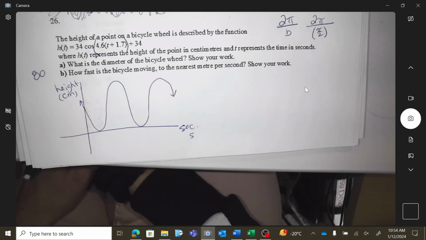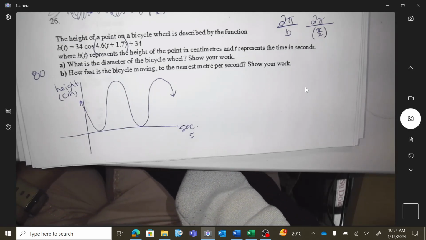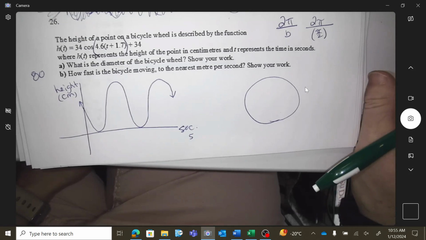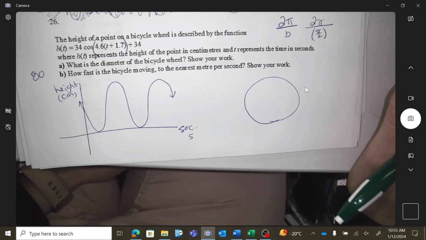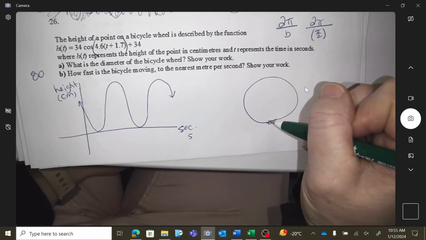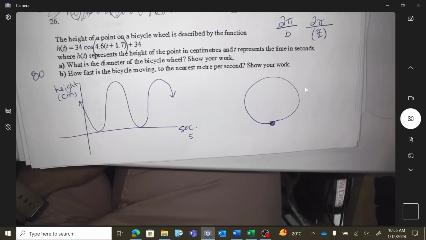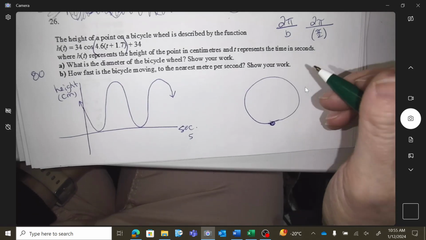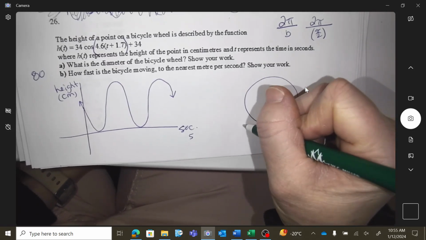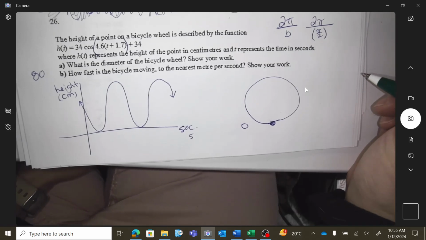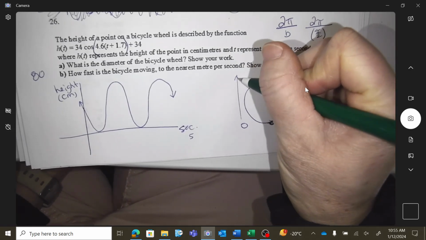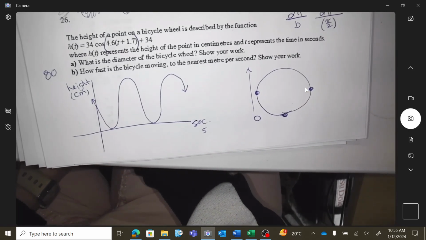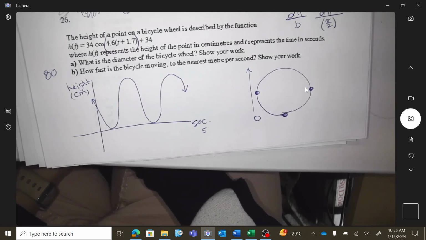Okay, does everybody know how wheels work? So I've given you lots of wheel questions before. Wheels are always sinusoidal. Okay, what are you when you're at the bottom of the wheel? What's your height at the bottom of the wheel? I hope your bike is on the ground. That would be good. What's your height when you're in the middle of this wheel?